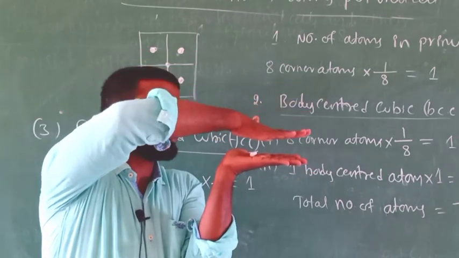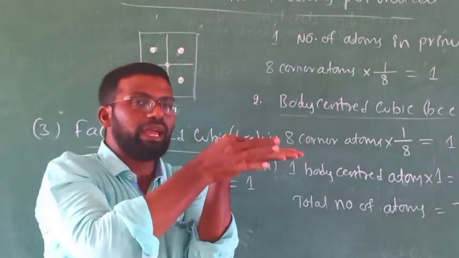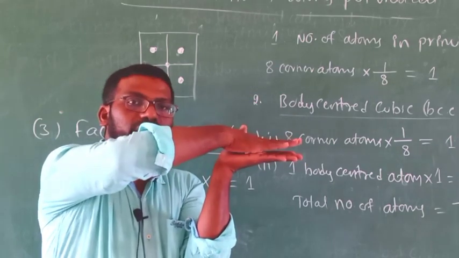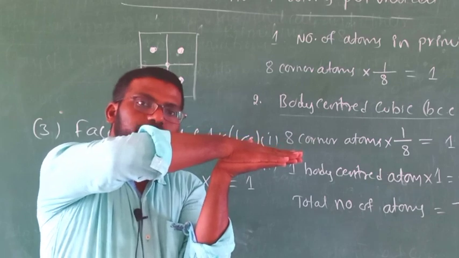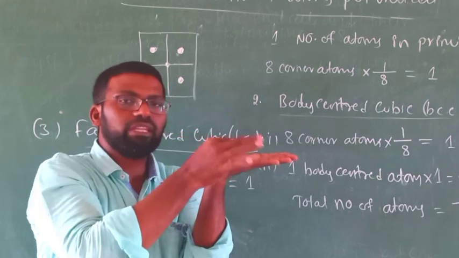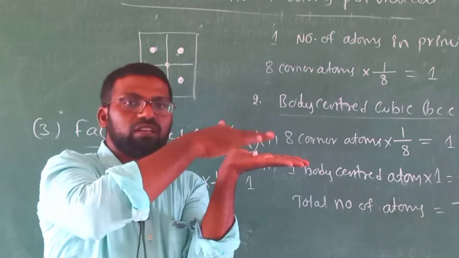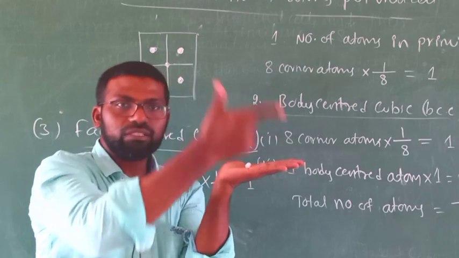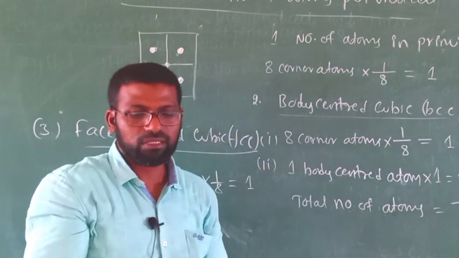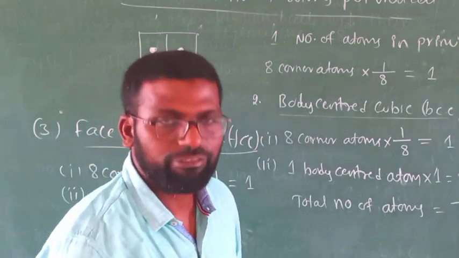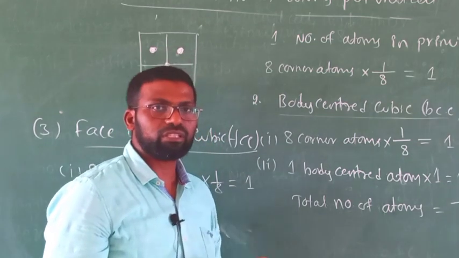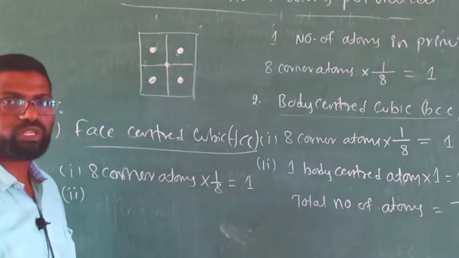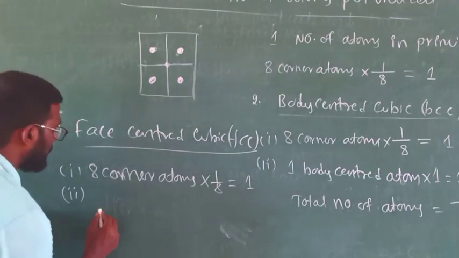Now I am placing one more unit cell. Now the atom which is already there on the face of one unit cell is now in contact with the face of another unit cell. That means any atom or particle present on the face of one unit cell will be in contact with the face of another unit cell. That means one particle on the face will be in contact with 2 unit cells. That means the face particle contribution is 1 by 2.